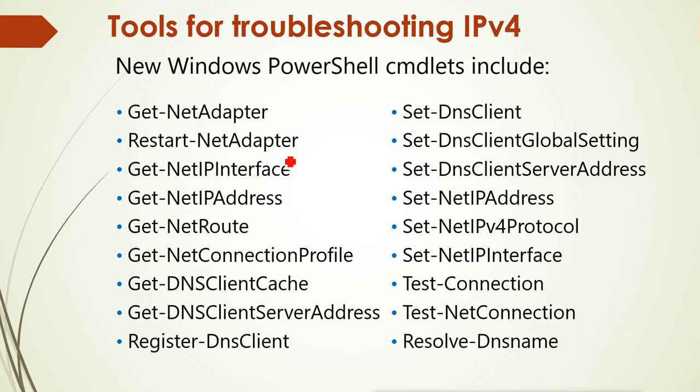Then for PowerShell, we have these commands. We have the option to get the network adapter information. We can restart the network adapter if it is not working. We can get the IP interface information, IP address information, route information, connection profile, and DNS client cache. We can see the DNS client server addresses. We can register the DNS client. If it is not resolving the name, maybe it is not registering the IP address in DNS, so we can run this command to register the IP information to the DNS server. We can set the DNS client information, and set the DNS client server address. If it does not have a DNS address set, we can set the DNS address.